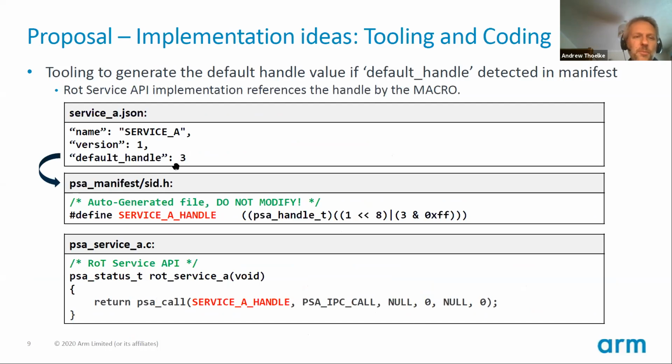So within the manifest, you'll declare a service. It'll have a name, a version, and a handle. And then the implementation will take those details and create the default handle for it, service A handle, and actually will encode both the index and the version number into that value. And then when you want to use it, you just use the actual default handle name in a PSA call, and the framework will just make that work.